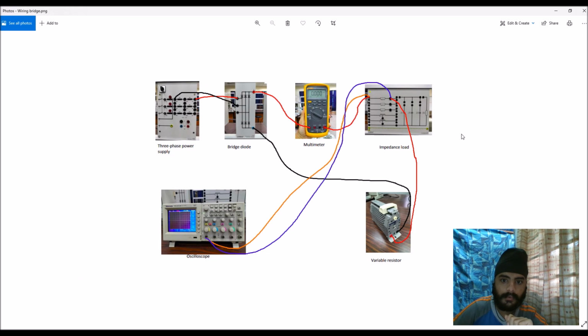This over here will be the wiring connection for the bridge rectifier. Three phase going to the bridge diode, and bridge diode will be connected to the multimeter, and then we add some impedance resistors to it, connecting it to the variable resistor, and going back to the bridge diode because it's negative. Therefore, to measure, we can connect the oscilloscope to the load, and we will get the measurement.